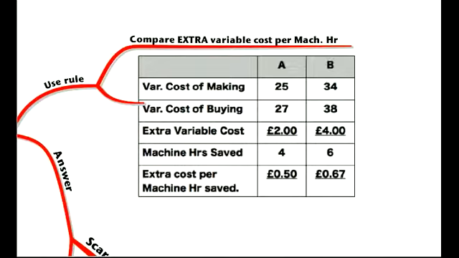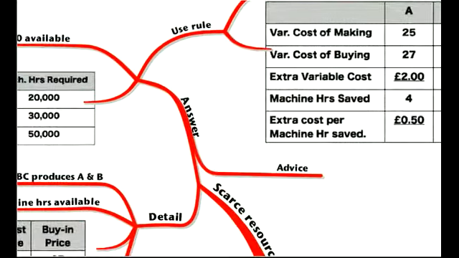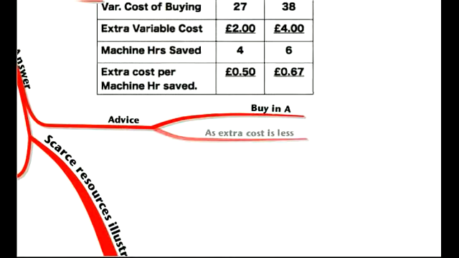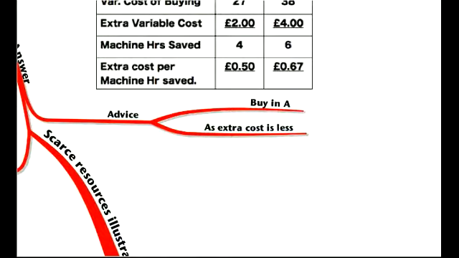So that means to buy B in would cost us 67 pence per machine hour that we save, whereas A would cost us 50 pence per machine hour. Now that means that we should buy in A because it is the lowest cost. We may as well make B because if we buy it in, it's going to cost us more than buying in A. So the advice is that we will buy in A because the extra cost is less.